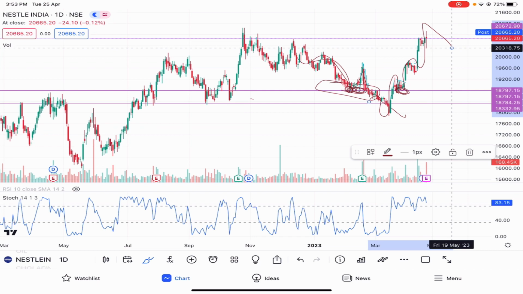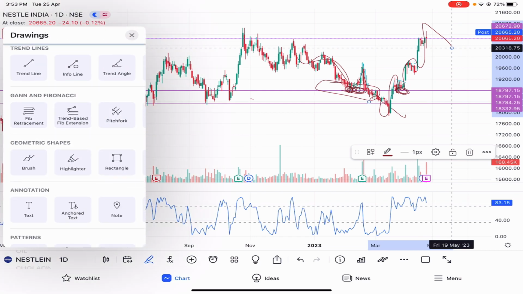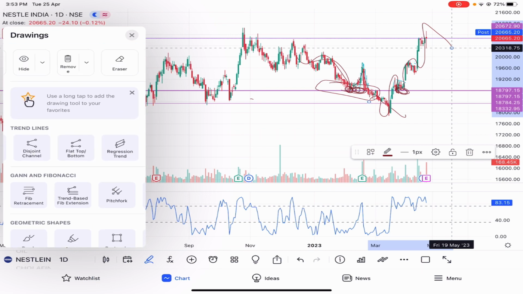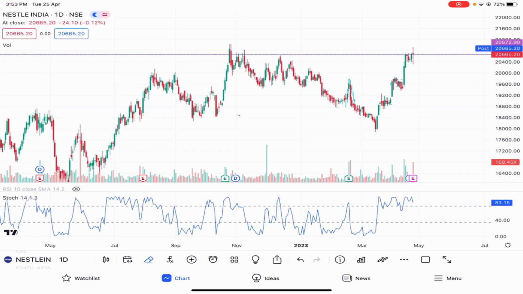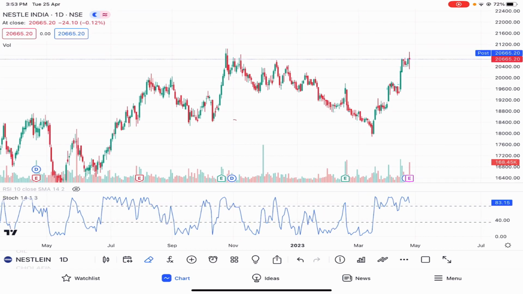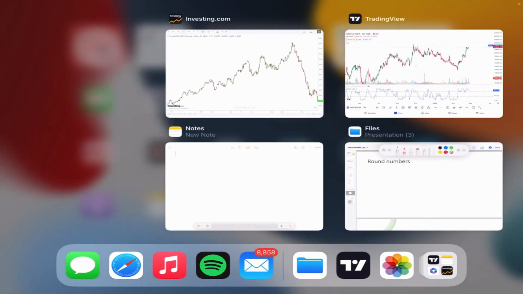So the round numbers are my psychological support or psychological resistance, which play an extremely important role. So you are expected to keep that in mind as well. Alright. So that was about my round numbers.